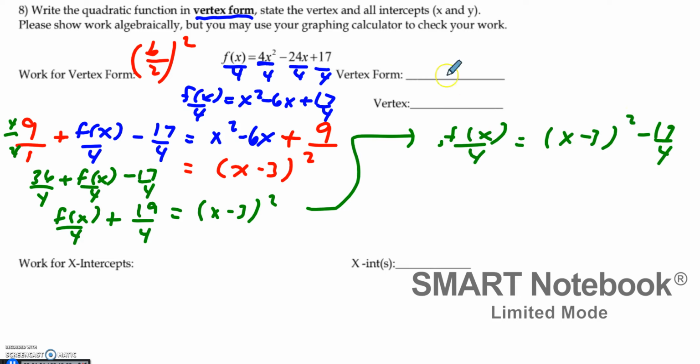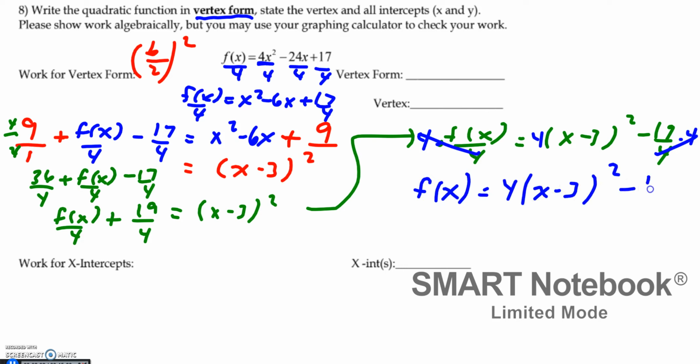And so now I need to multiply everything by 4 to get f of x alone. So times 4, this times 4 and this times 4. So these cross out and these cross out. So we're left with f of x equals 4 times x minus 3 quantity squared minus 19. So that would be my vertex form, because now I can see in standard form what the vertex is. Specifically, now the vertex would be, remember the sign switches, 3, negative 19.